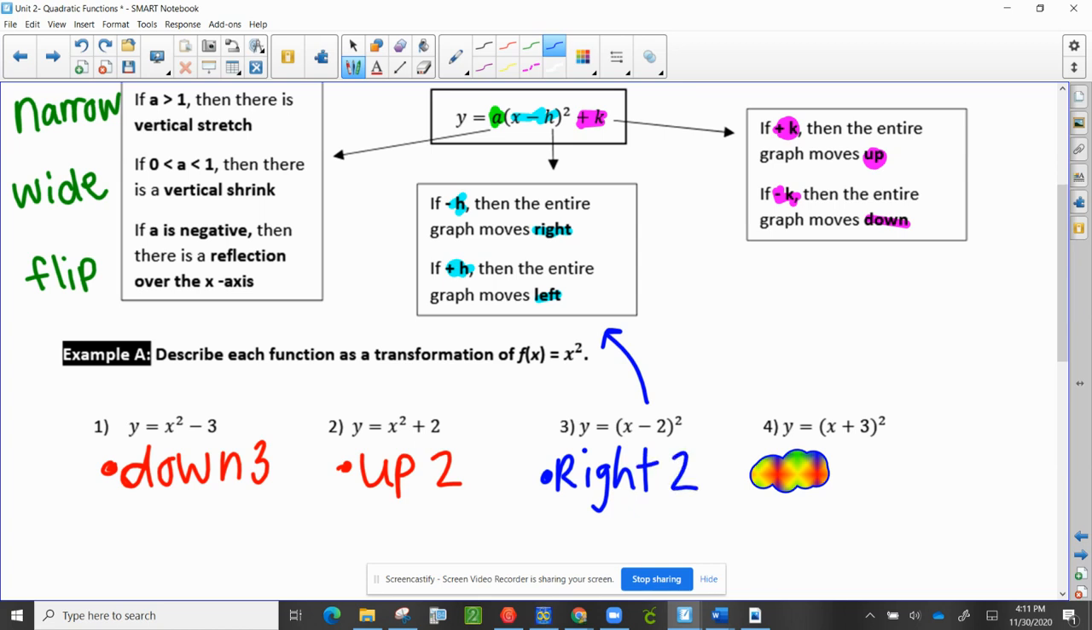Okay, so what would number 4 do if we have y equals (x plus 3) squared? So plus 3 would move it which way? Hopefully you said that that's going to go left 3. Okay. All right, so let's move on.